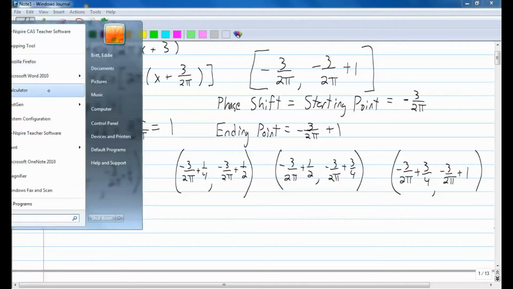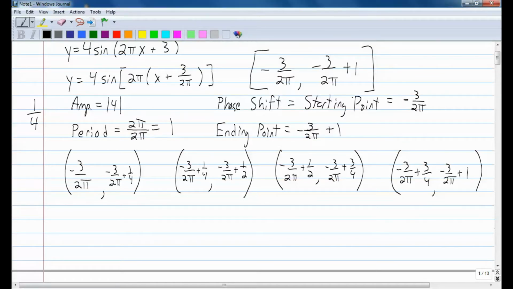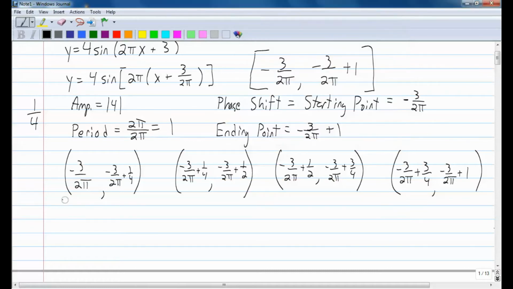I will use the Windows calculator. Alright, and get a decimal approximation of the very first significant value, the starting point, the phase shift. So I'm going to say -3 divided by 2 divided by pi. Alright, so this first point is about -0.48. I'm just going to write out, approximation, about -0.48.